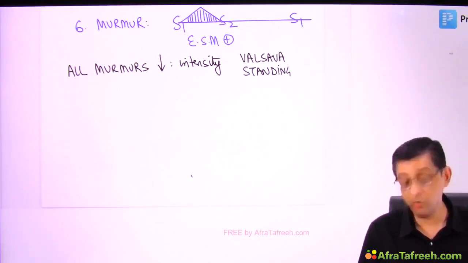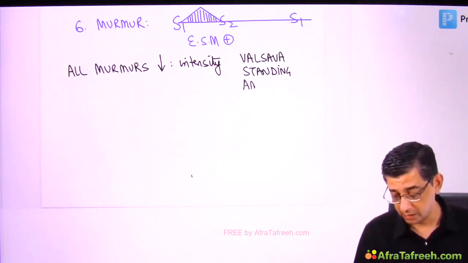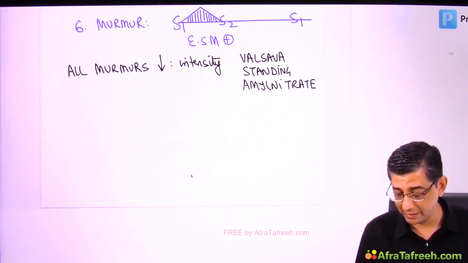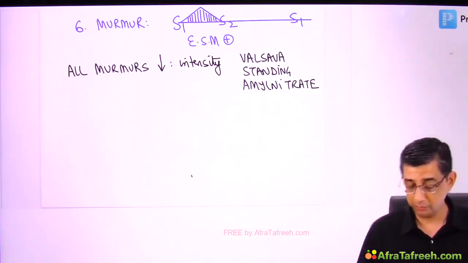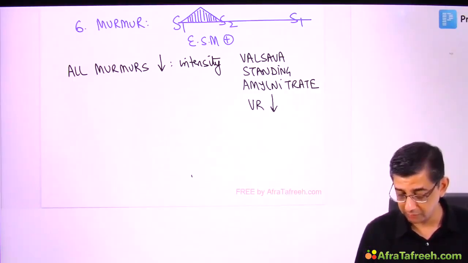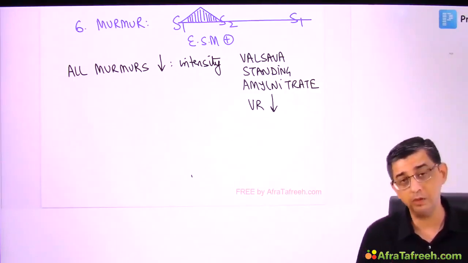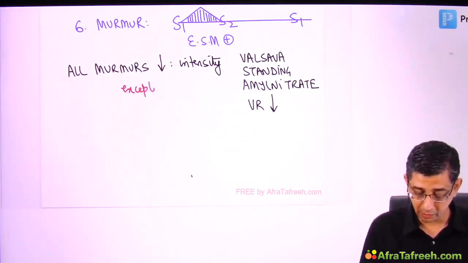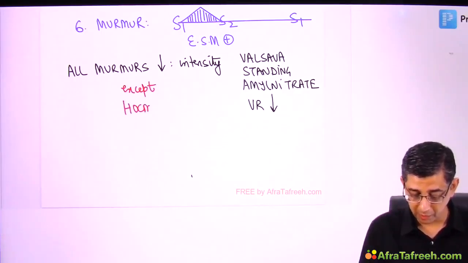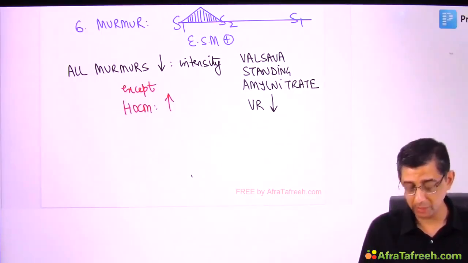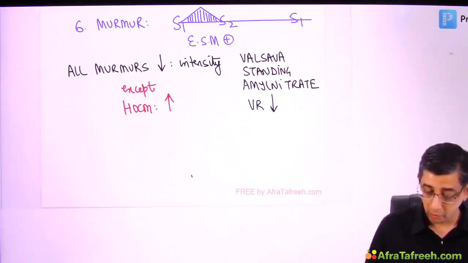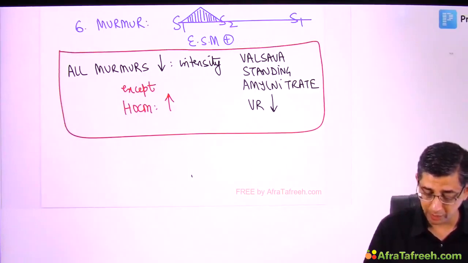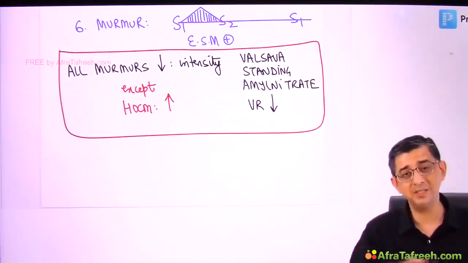The common thing between all three of them, Valsalva, standing, and amyl nitrate, is that they decrease the venous return to the heart. If you decrease the venous return to the heart, if less blood will come into the heart, the turbulence will also become lesser. There is obviously an exception, and that exception is what we need to remember. In hypertrophic obstructive cardiomyopathy, the intensity will become relatively louder. I will also explain to you by going back to the slide why that is so, but I first want you to appreciate this statement, which has been extensively asked in the exam.